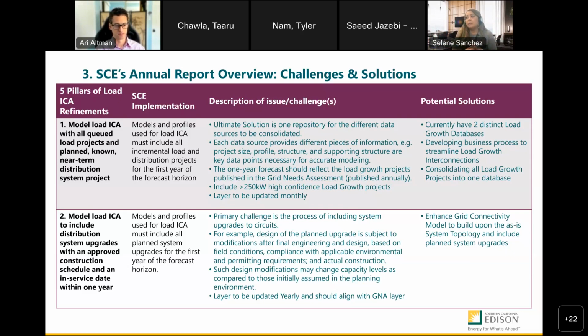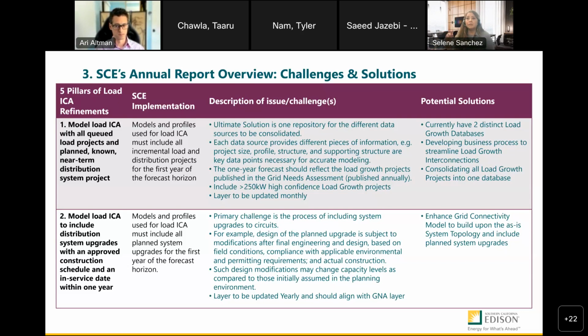And then we're also working on developing our business process to help streamline and alleviate some of the bottlenecks and improve efficiencies through the load interconnection process. We're also ensuring that year 1 of the planning horizon coincides with our grid needs assessments that are published on an annual basis. It is our intent to include all high confidence load growth projects that are greater than 250 kW.